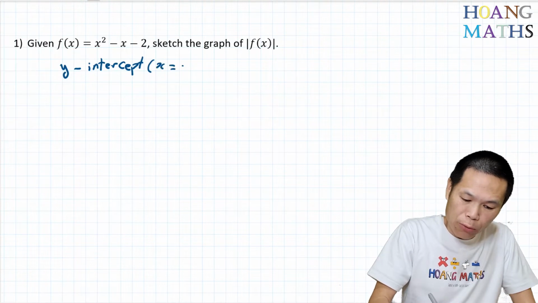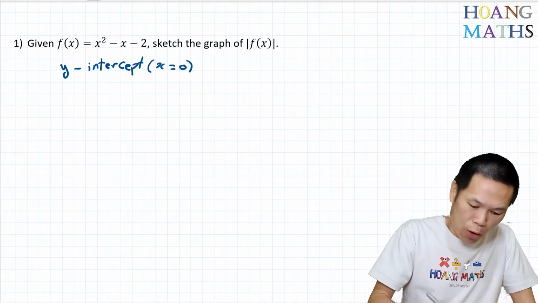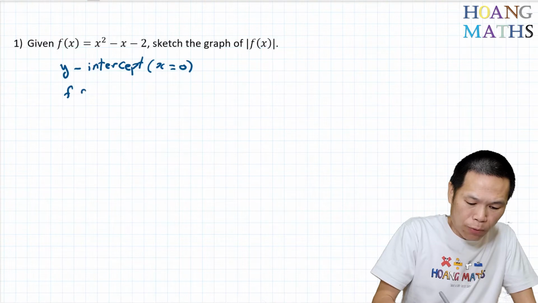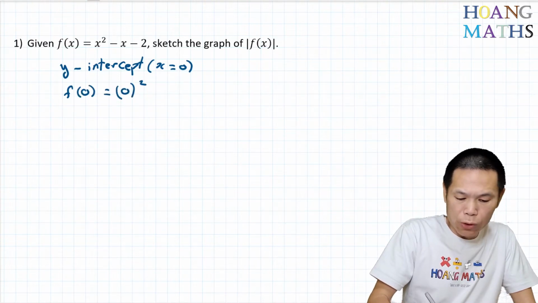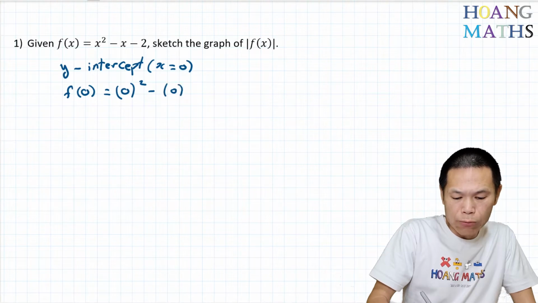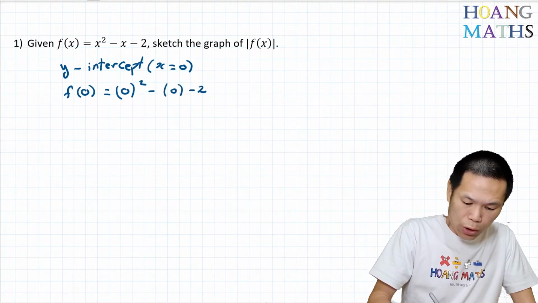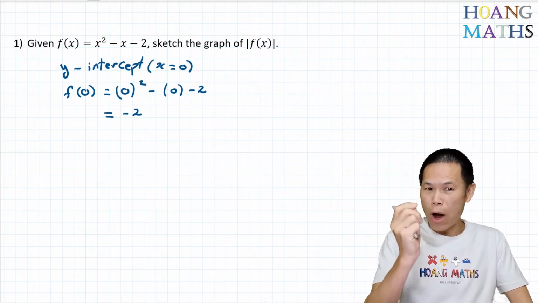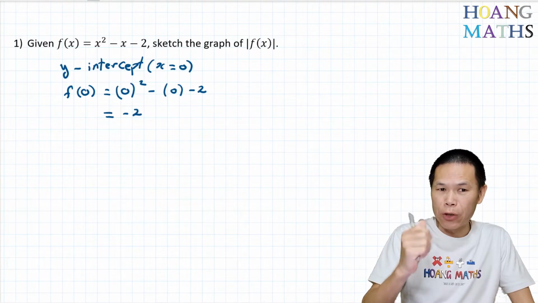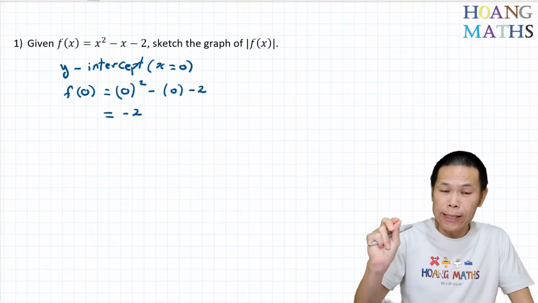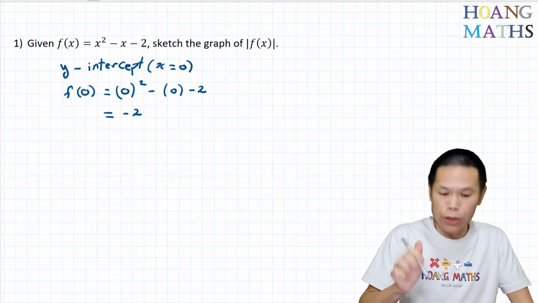So when x equals 0, f of 0 becomes 0 squared minus 0 minus 2. That will give me negative 2. So that is the y-intercept. Now we need to find the x-intercept. The x-intercept along the x-axis is when y is equal to 0.